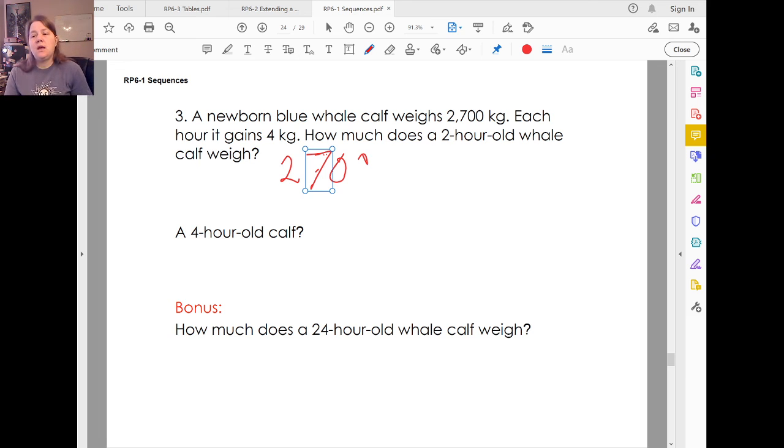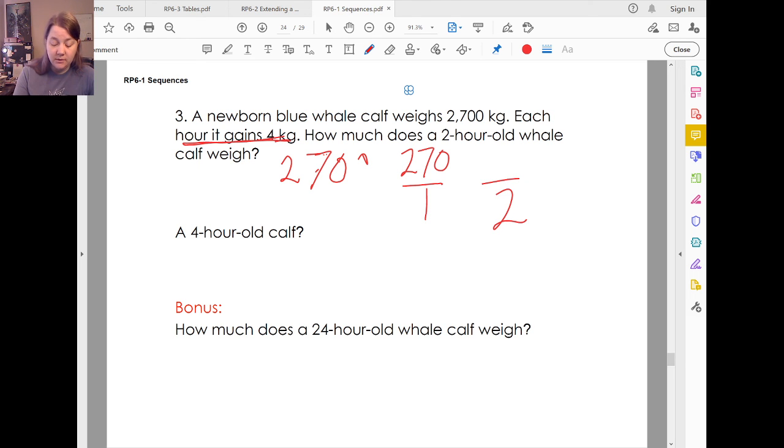2700 after 0 hours. After 1 hour, it's 2702. Nope, 2704. See, that's what happens when you don't read carefully. Every hour it gains 4 kilograms. That's why I like to underline things, but then you get that thing. We don't like that thing. And then we're going to go ahead after 2 hours. It's going to be 2708.